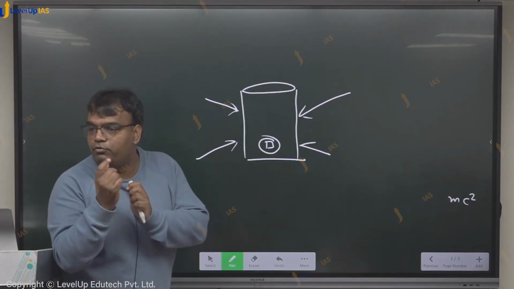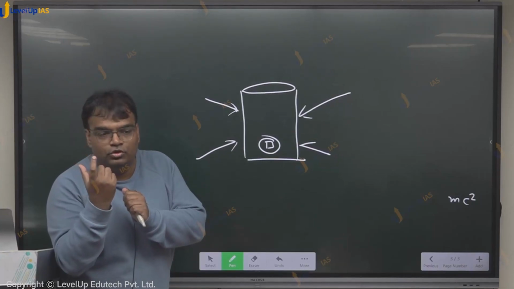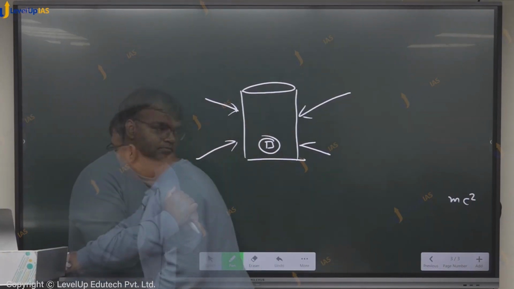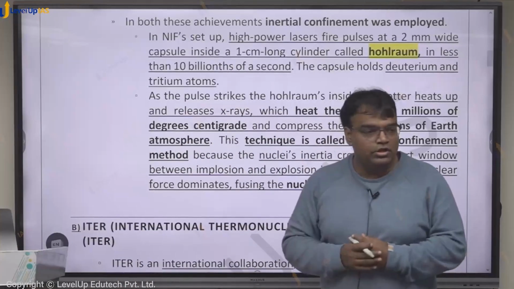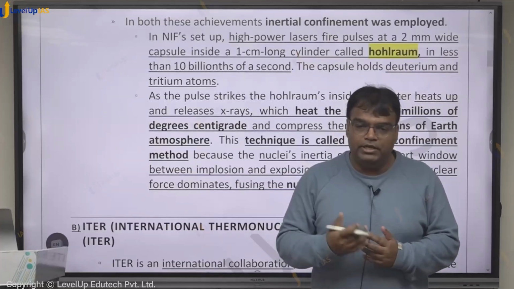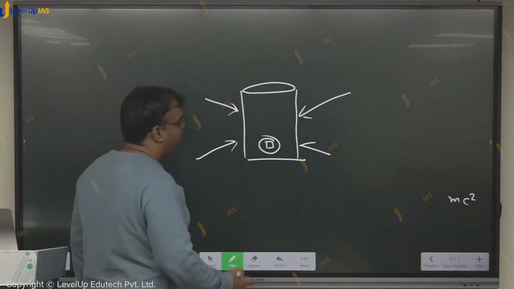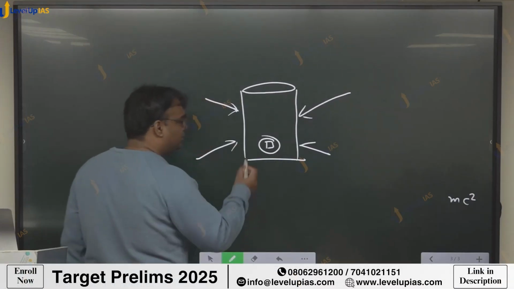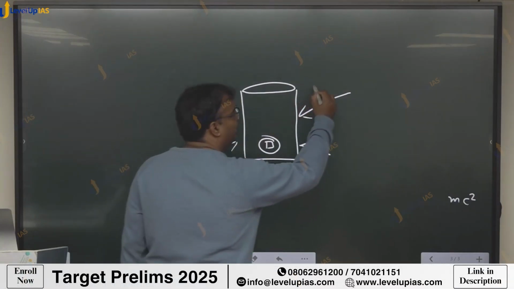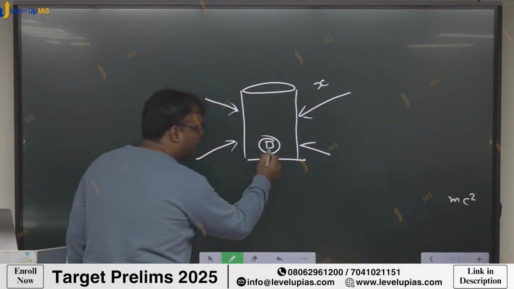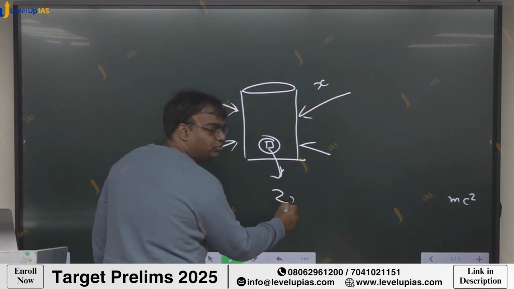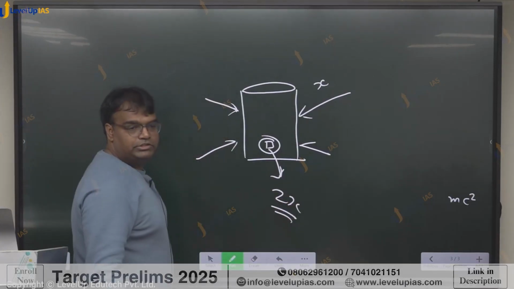In the inertial confinement method, what is the device that we used? Hohlraum. And for the first time, we have been able to achieve a break-even. But this break-even is a fake break-even. Do you understand why? Because we are saying that we supplied x unit of energy to this capsule, and here we were able to produce 2x unit of energy, and thus we have achieved break-even.